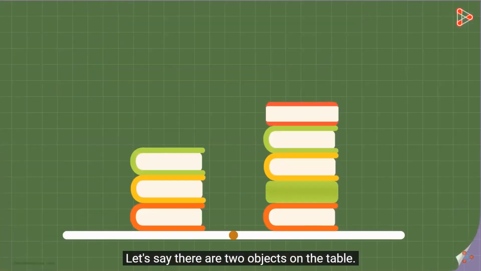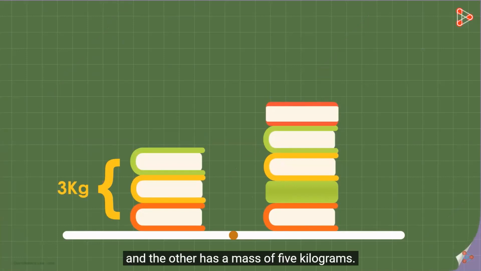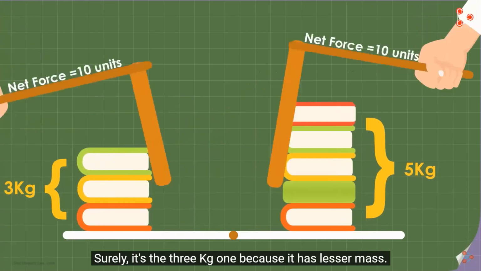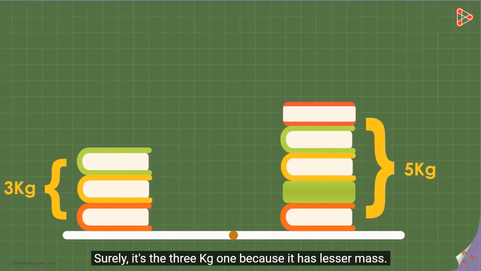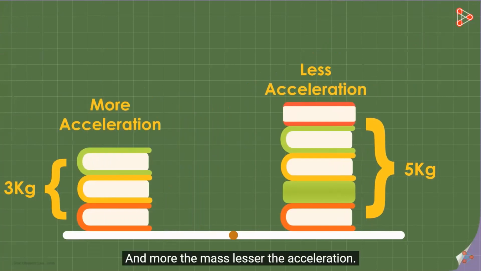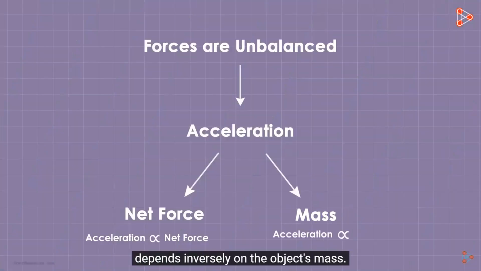Let's say there are two objects on the table. One has a mass of 3 kilograms and the other has a mass of 5 kilograms. Now, if you apply a net force of 10 units to each of them, which one do you think will accelerate more? Surely it's the 3 kg one because it has lesser mass. Lesser the mass, more the acceleration. And more the mass, lesser the acceleration. Hence, we can say that acceleration depends inversely on the object's mass.